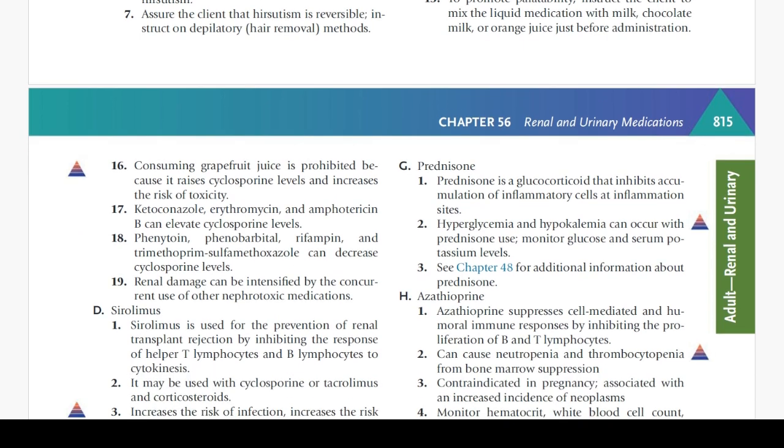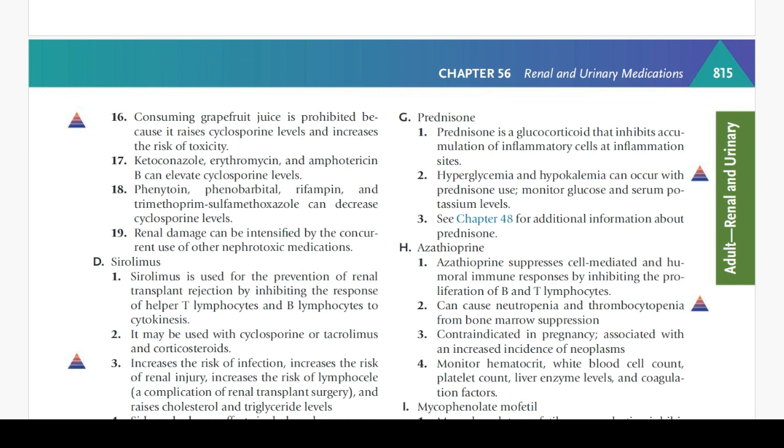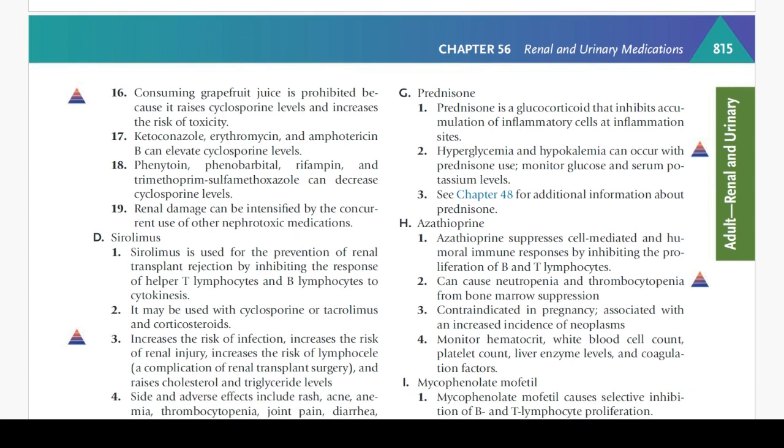Here's our information on grapefruit juice. It is prohibited because it raises cyclosporine levels and increases toxicity. All right, we'll look at a few things about renal transplant.